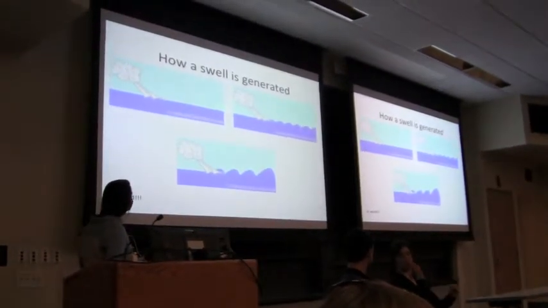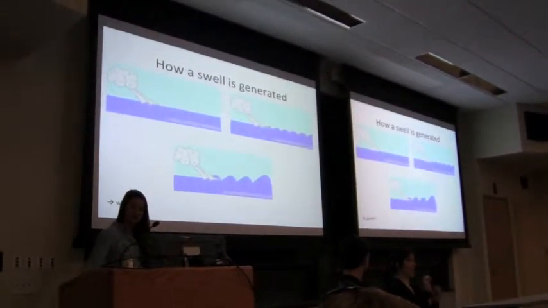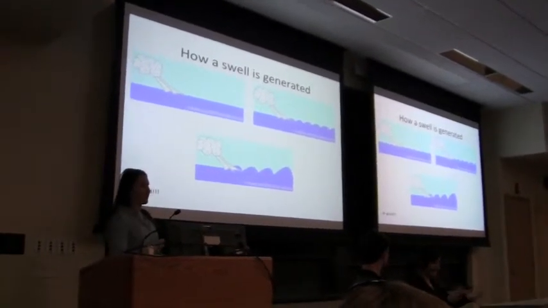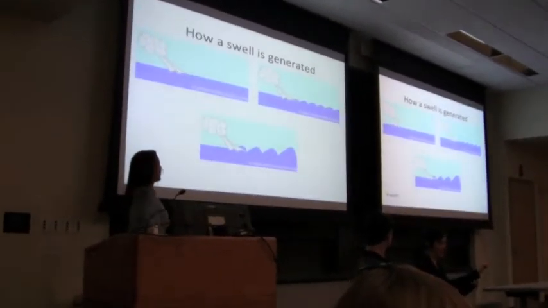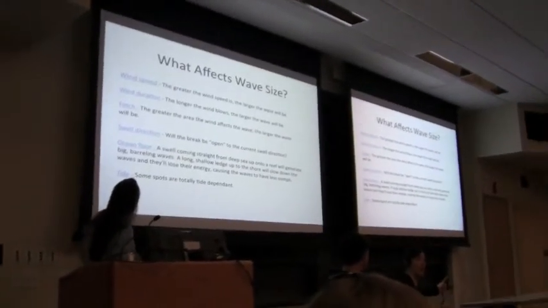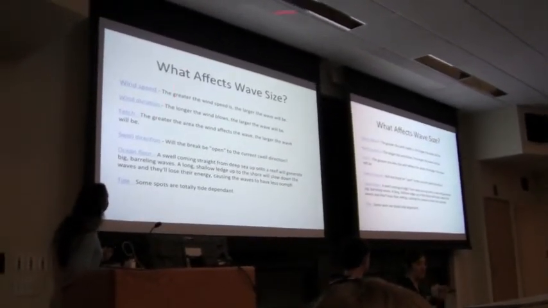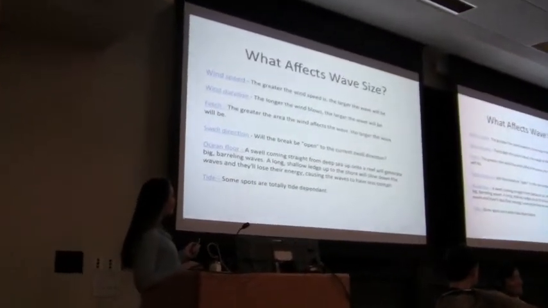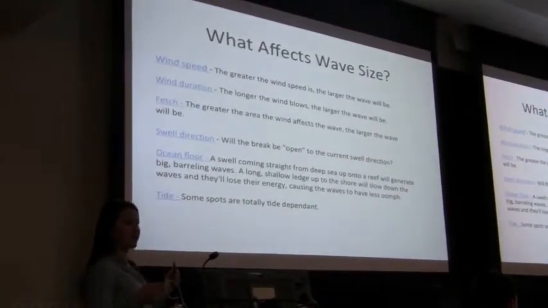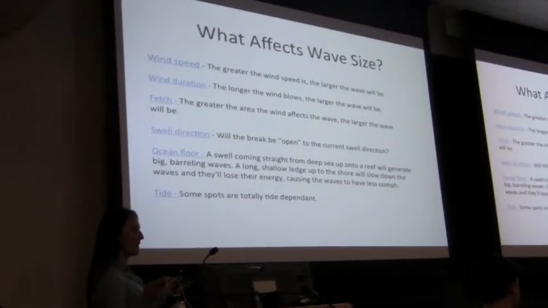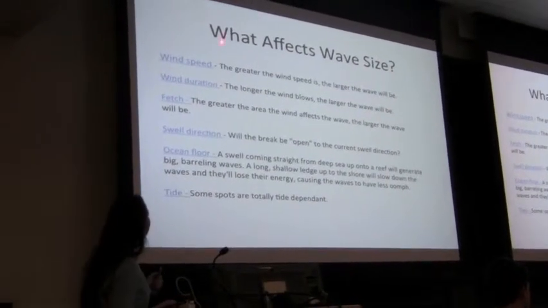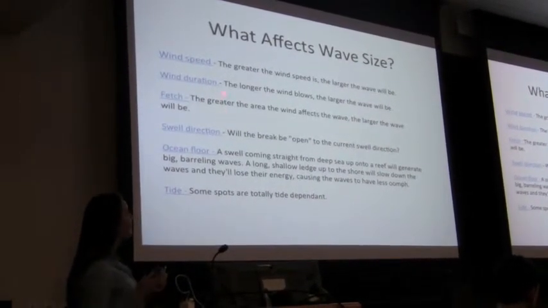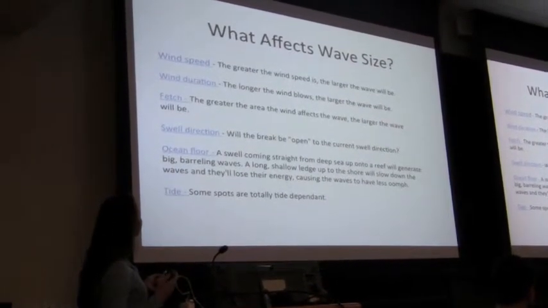So how a swell is generated. Typically a swell is generated by wind. That's how it starts, but there's a couple other factors that affect the size of a wave. So what affects the size of a wave? The wind speed. The greater the wind speed, the larger the wave will be. The wind duration. And these are all things that big wave surfers look for in waves and how they determine how big waves will be. The longer the wind blows, the larger the wave will be. Fetch, which is the greater the area the wind affects the wave, the larger the wave will be.